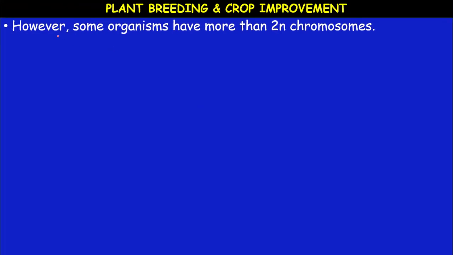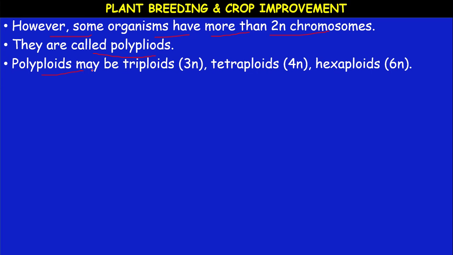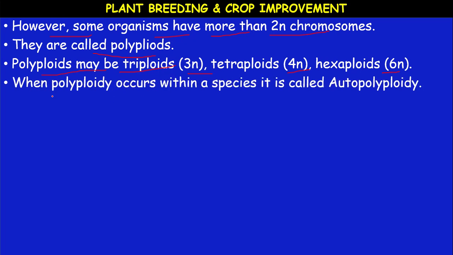However, some organisms may have more than 2n chromosomes. If 2n is present, it is the diploid condition. If more than 2n is present, then it is called the polyploid condition. The polyploids may be triploids, 3n condition, tetraploids, 4n condition, hexaploids, 6n condition.